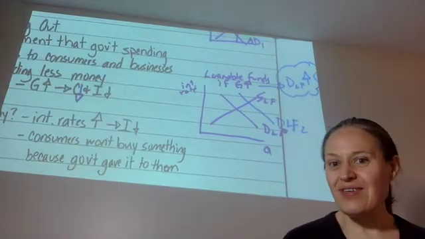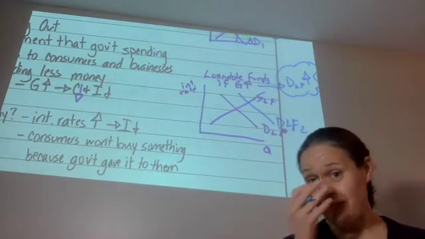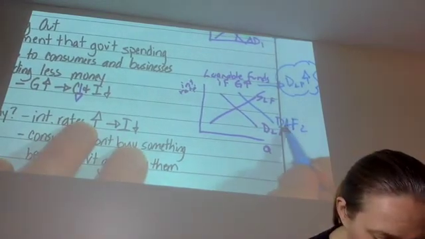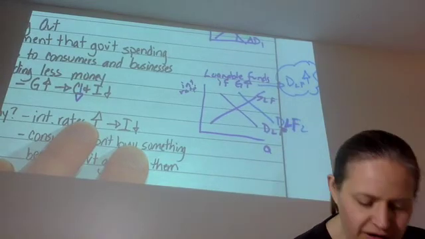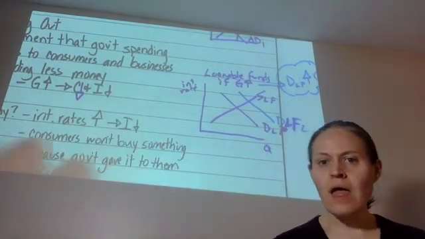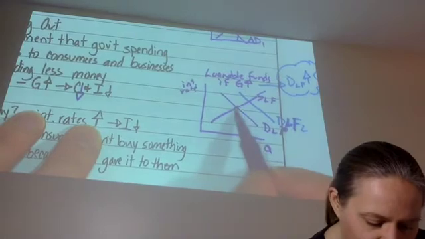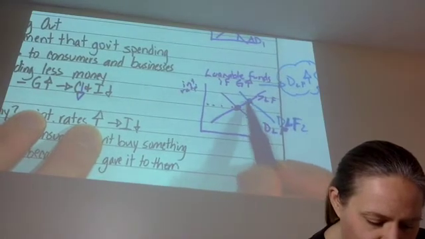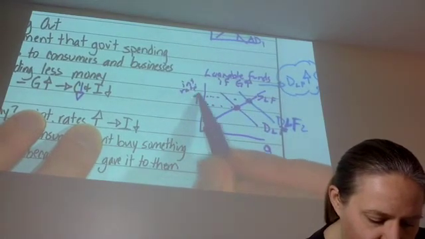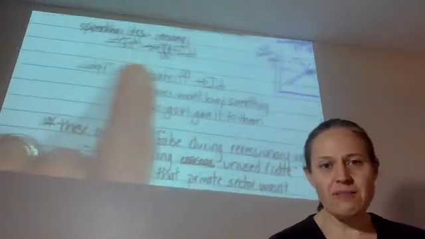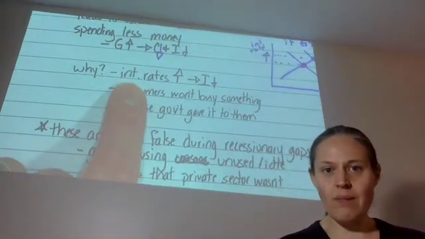Okay? Because the government needs to take out loans to do most of that spending. This is supposed to be an L and an F. Sorry, demand for loanable funds. So as you can see, it started there, it went up to there. So if government spending goes up, interest rates will go up.